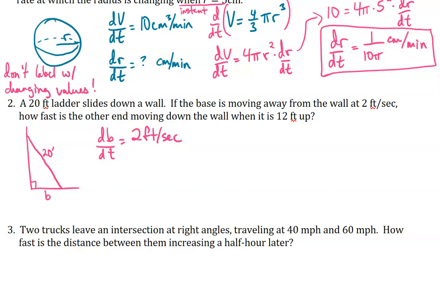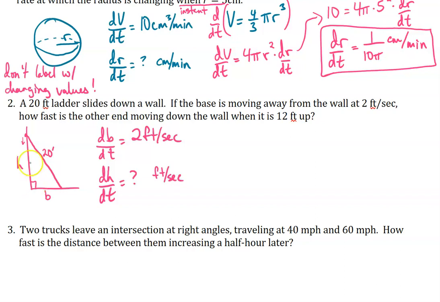And then the question says, how fast is the other end moving down the wall? So we want to know how fast this is sliding down. I'm going to call this H for height. You can use a different letter if you want, anything but T. I would also suggest you stay away from D because dd over dt gets a little confusing. So I'm going to call that H, and dH over dt is our desired rate, and this is also going to be in feet per second.